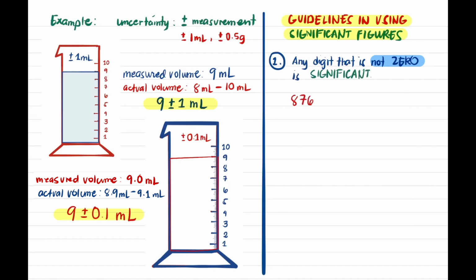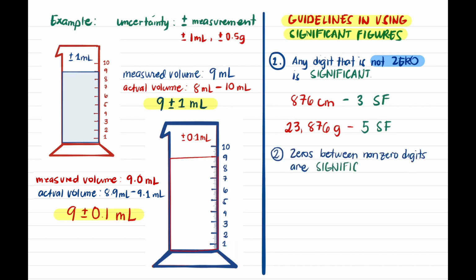For example, we have 876 centimeters. Meron itong 3 significant figures kasi ang mga digits ay hindi 0. Another example, let's say we have 23,876 grams. Meron itong 5 significant figures. Number 2, zeros between non-zero digits are significant.